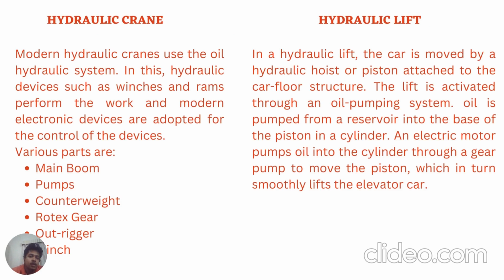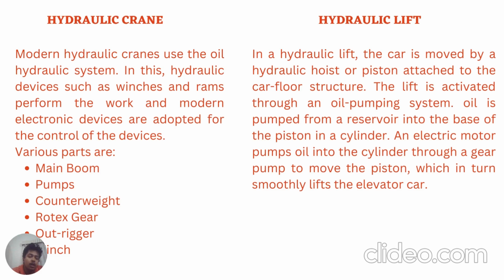Modern hydraulic cranes use an oil hydraulic system. In this, hydraulic devices such as winches and rams perform the work, and modern electronic devices are adopted for the control of the devices. There are various parts present, like the main boom, a large arm, sometimes of telescopic nature, mainly responsible for lifting. Then there are the pumps, the hydraulic pump system, usually double gear or variable displacement pumps.